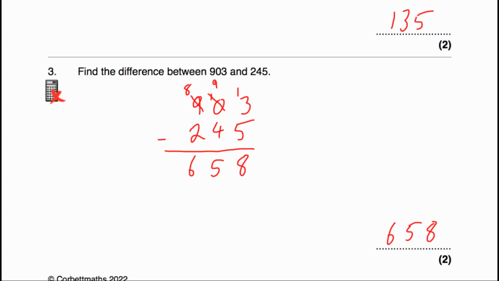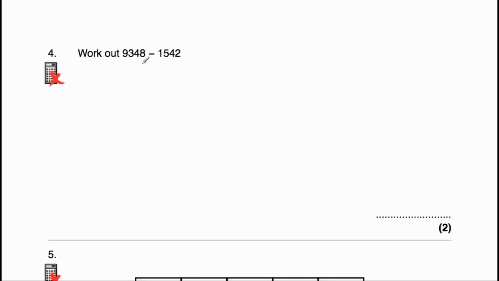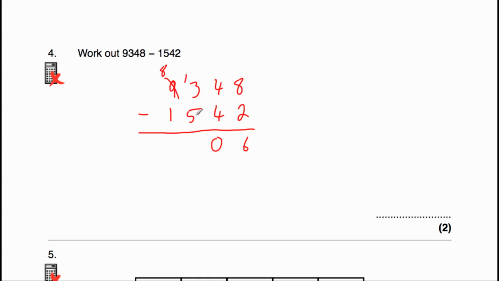Okay, let's have a look at question number 4. So question number 4 says work out 9,348 subtract 1,542. So writing them out, 9,348 subtract 1,542. So 8 take away 2, that's equal to 6. 4 take away 4, that's equal to 0. 3 take away 5 we can't do, so let's borrow, so let's call that an 8 and that a 13. 13 take away 5 is equal to 8, and 8 take away 1 is equal to 7. So the answer would be 7,806.